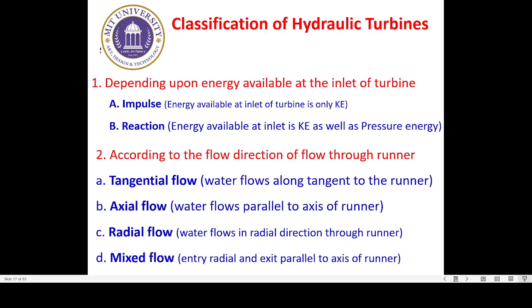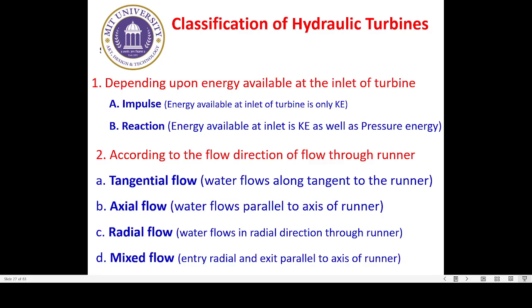Another criterion based upon which we can classify hydraulic turbines is according to the direction of flow through the runner. They can be classified as tangential flow, axial flow, radial flow, and mixed flow turbines. As far as tangential flow turbines are concerned, if the water flows along the tangent of the runner, such turbines are identified as tangential flow turbines.